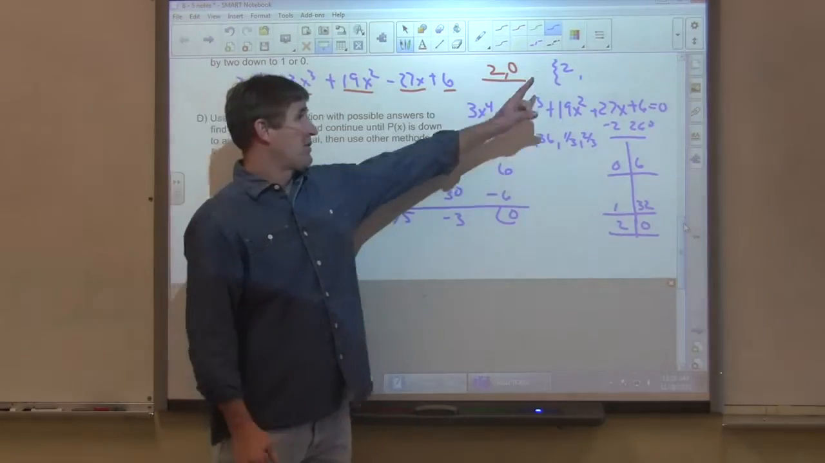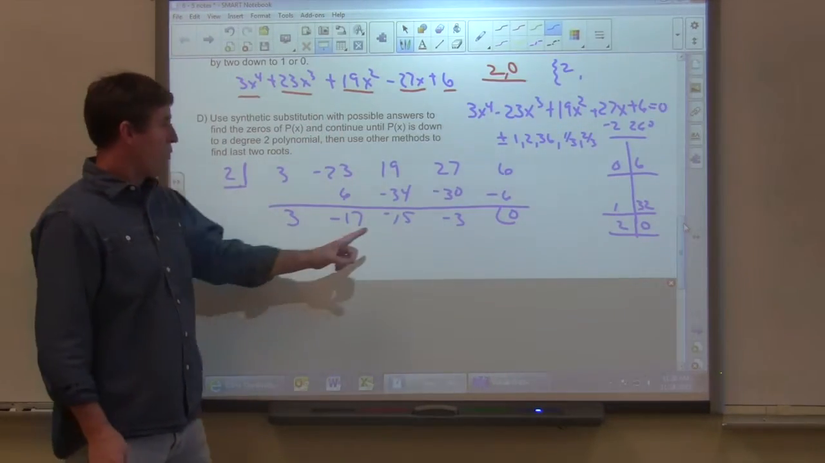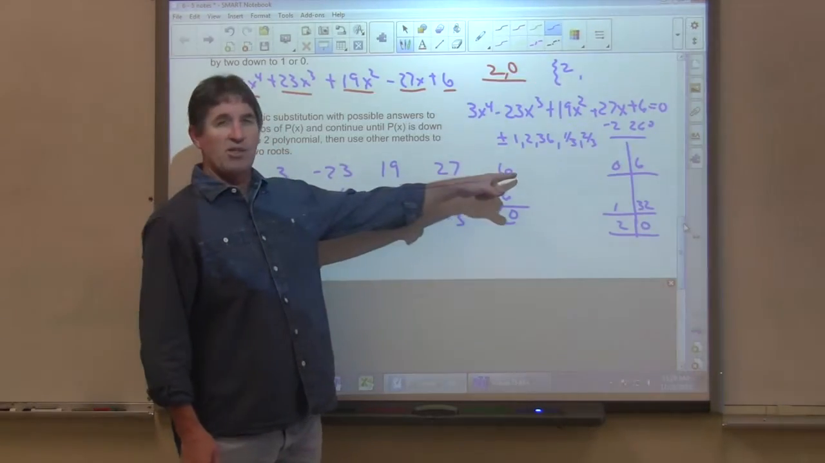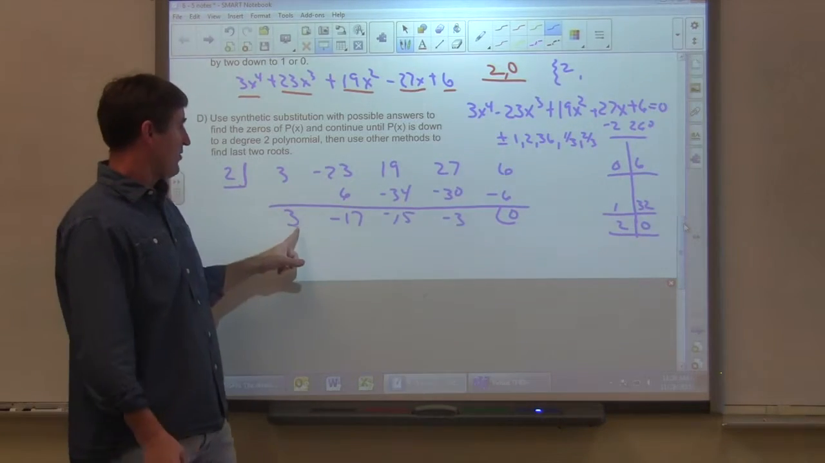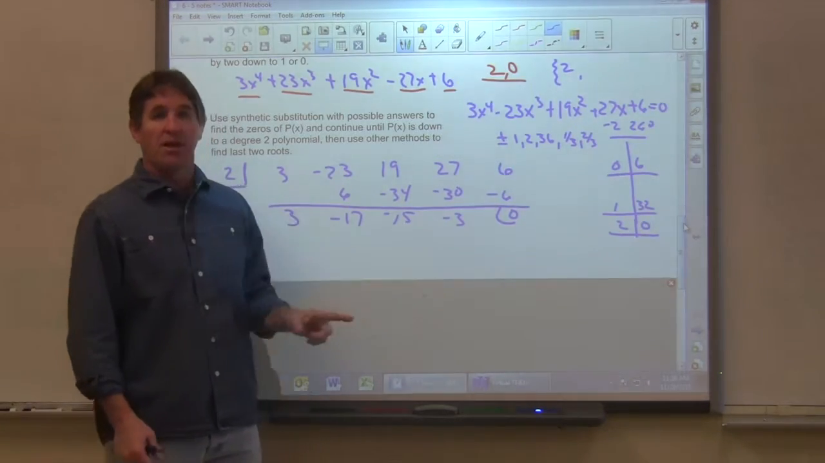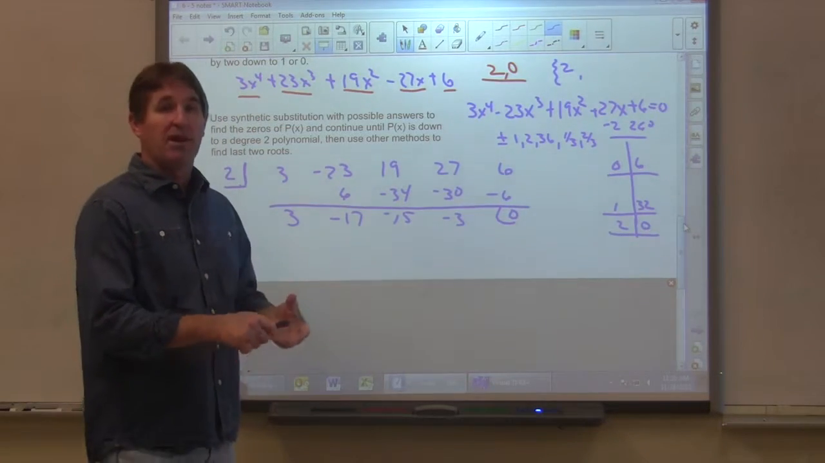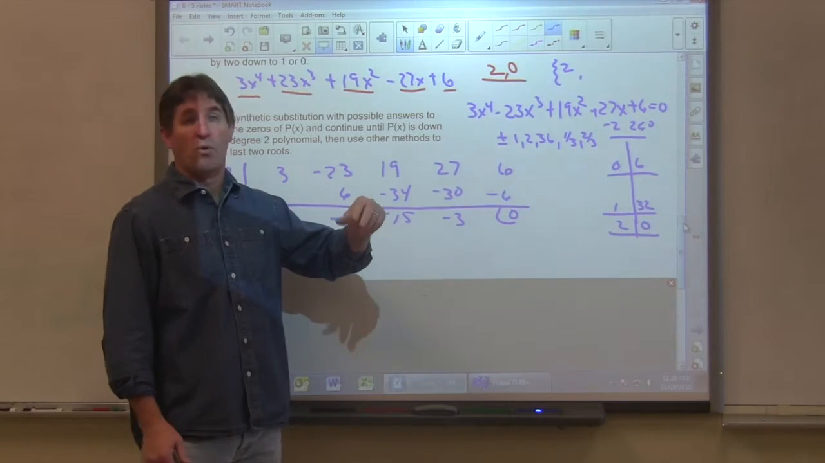So now that we have 2 as an answer, here is what's really important. Once you get a 0, we're no longer going to try with these coefficients. You could, but our whole purpose is to get down to where we only have 3 numbers here, because then I can use the quadratic formula or factoring or completing the square to find the other 2 zeros or roots.